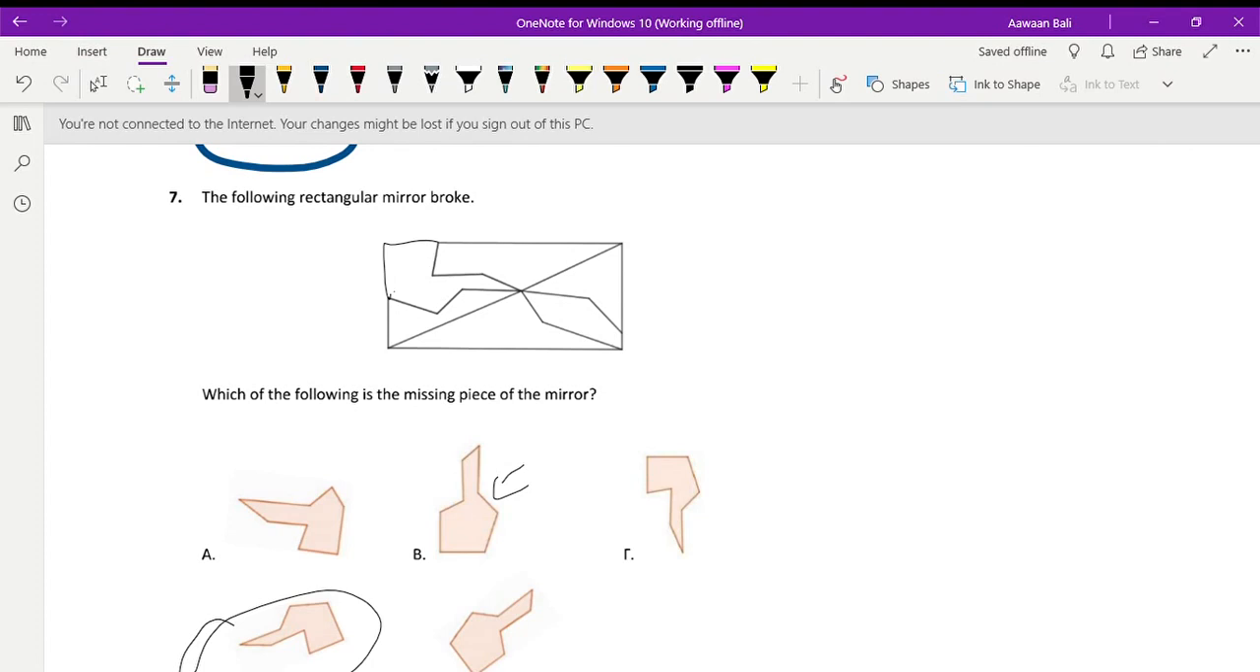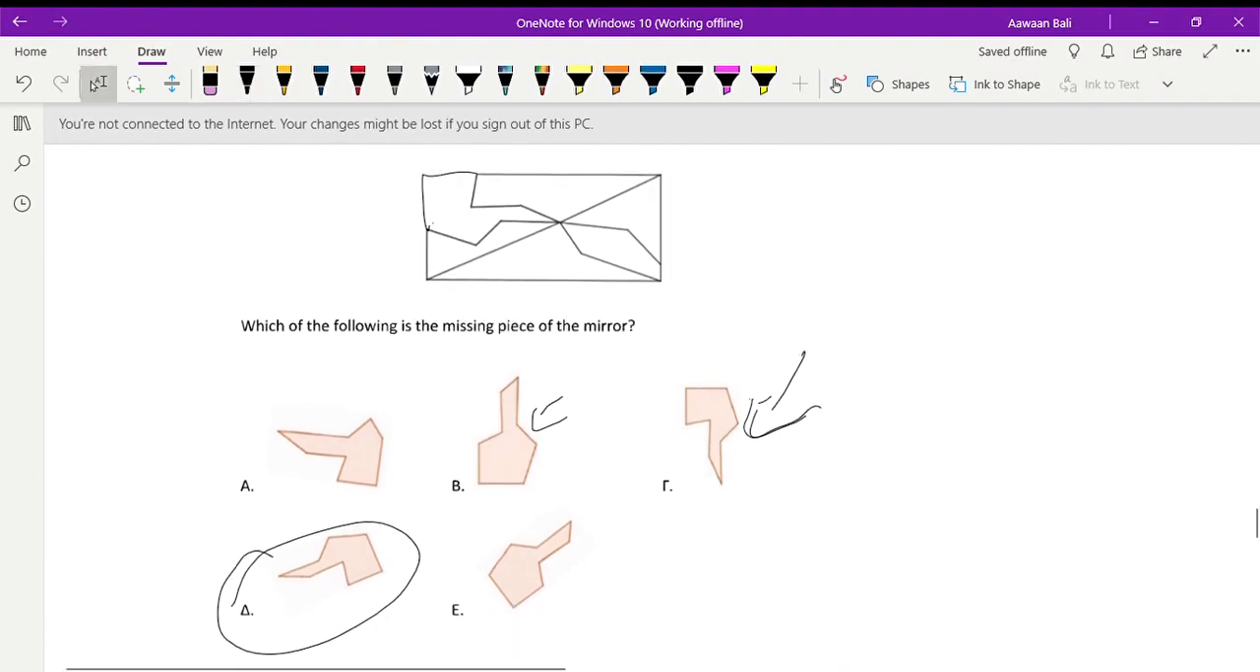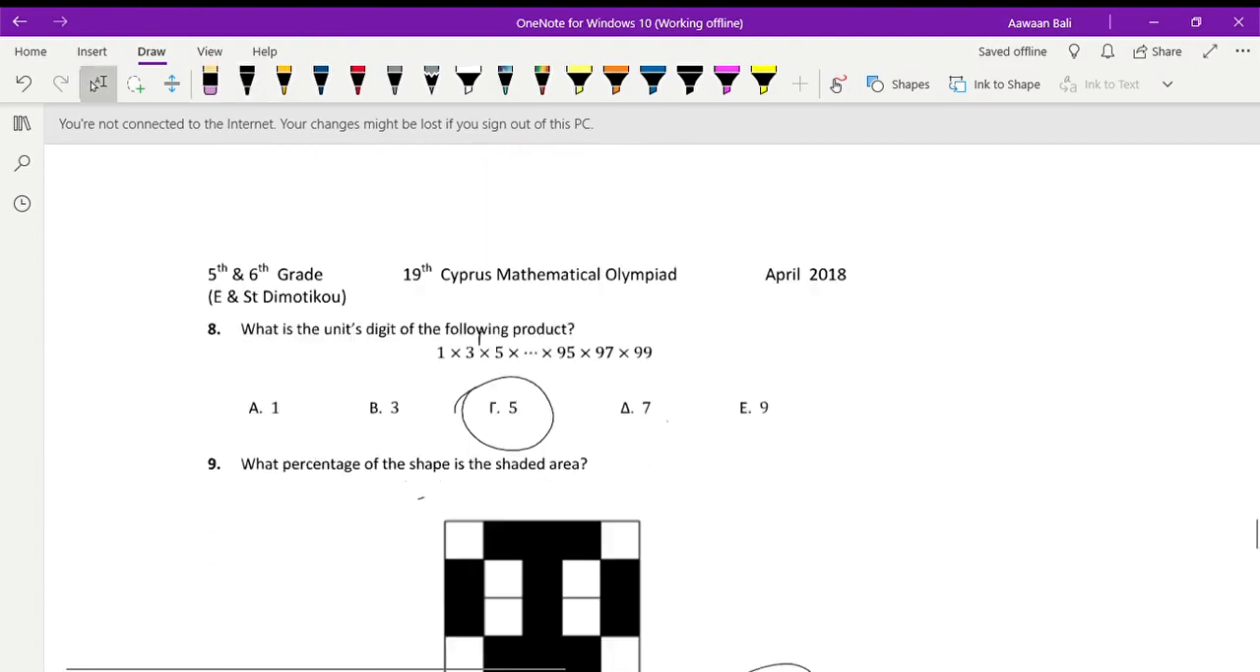There is no horizontal slanted edge like that supposed to be there. It looks like the piece, but you can't exactly fit it in. This is the wrong pentagon again, but this you can fit it in, which means that delta is the answer. Pretty easy, right? Now, question number 8.